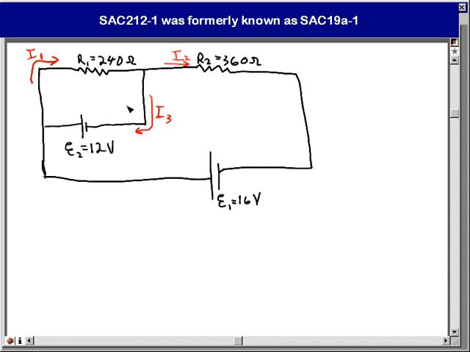Then based on our choices of current directions, we define the high side and the low side of each of the circuit elements. I need the current directions first to get those. This is just convention. The short side is the low side and the long side is the high side. I'm not looking at the current at all for that.